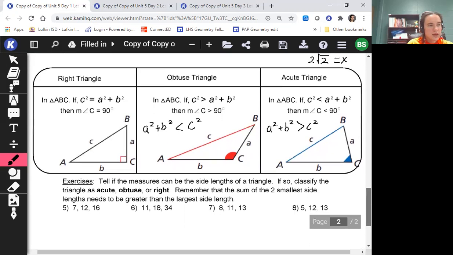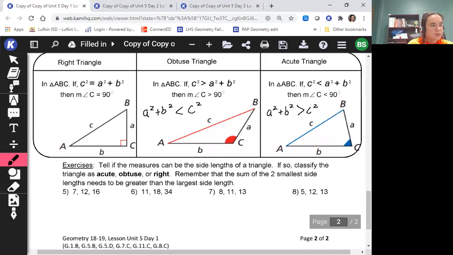So now we're going to use that. But first we have to remember how to determine if the numbers given can form a triangle or not. And remember, that's adding the two smallest sides and seeing if the third side is greater. So on this first one, we're going to add our two smallest numbers, 7 plus 12, and that's 19, and 19 is greater than 16. So this can be a triangle.